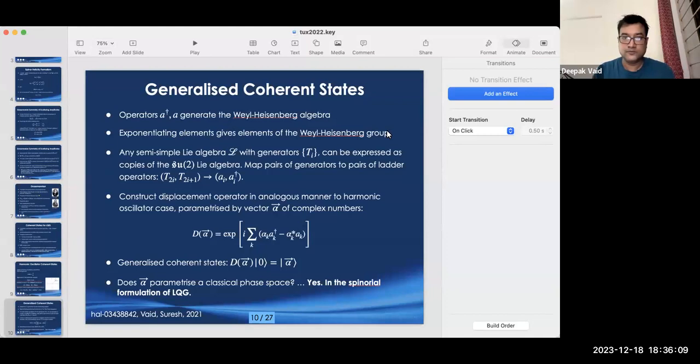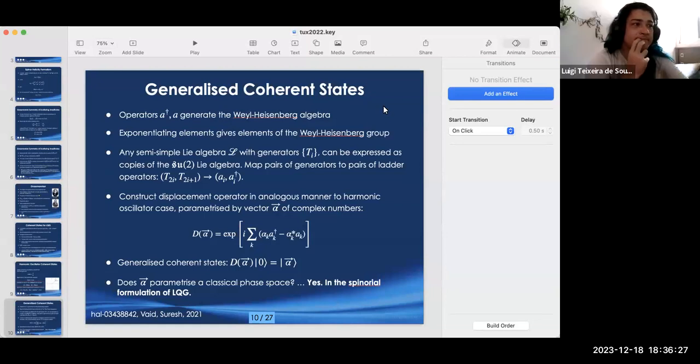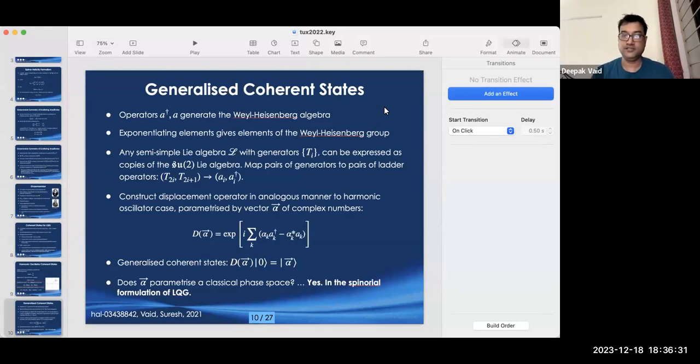All right. So we are here for the second part of the discussion on how to construct wormhole states in loop quantum gravity with Luigi Teixeira. Is that right? Is that how I say your last name? Yes. Teixeira. Okay. All right.